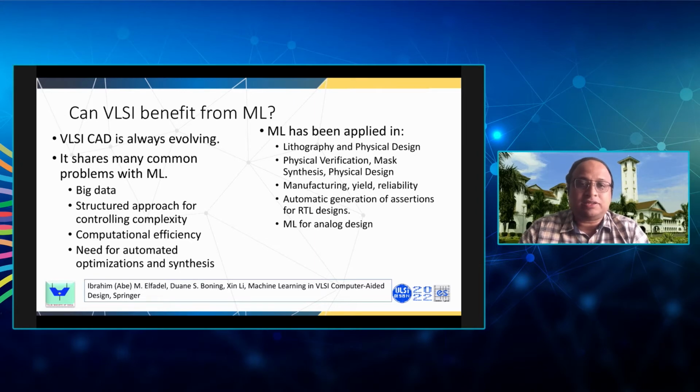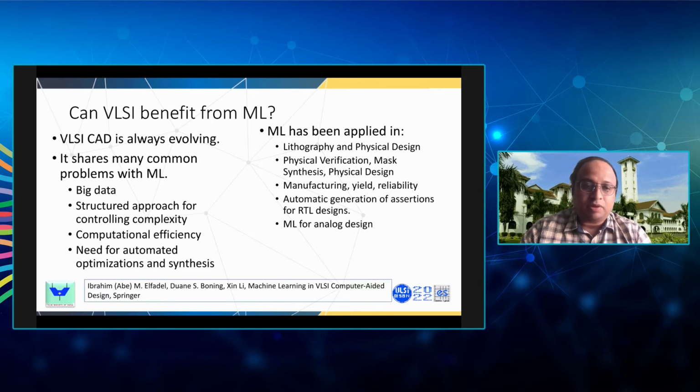We know that VLSI CAD is always evolving, and it has many common problems with machine learning. For example, it has to handle big data. Because of Moore's law, we are now dealing with billions of devices together, and that has led to an exponential increase in the complexity of data handling. That means we need a structured approach for controlling complexity, and the usual way complexity is handled in VLSI is by having different levels of abstraction. For example, we have an RTL abstraction, and we may have a transistor level abstraction. Abstraction helps us in controlling complexity.